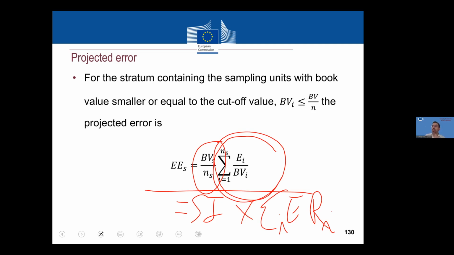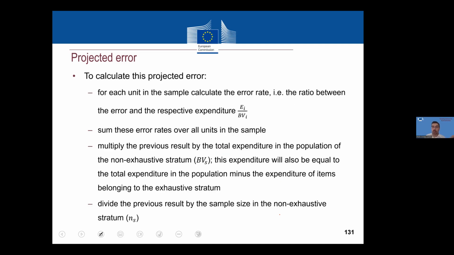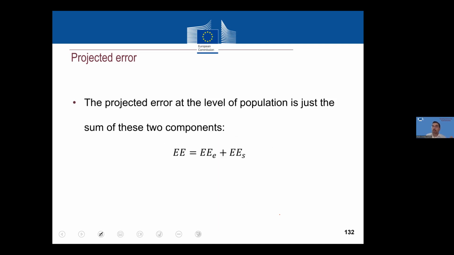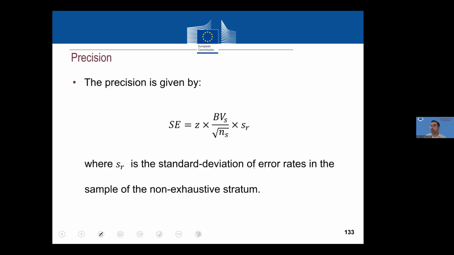Now, how much is the total projected error? Total projected error, again, without surprise, is the sum between the error that I have found in the high value group and the error that I have projected in the low value group. And this is the total projected error for the population. After I have projected the errors, and as always, I have to calculate precision.